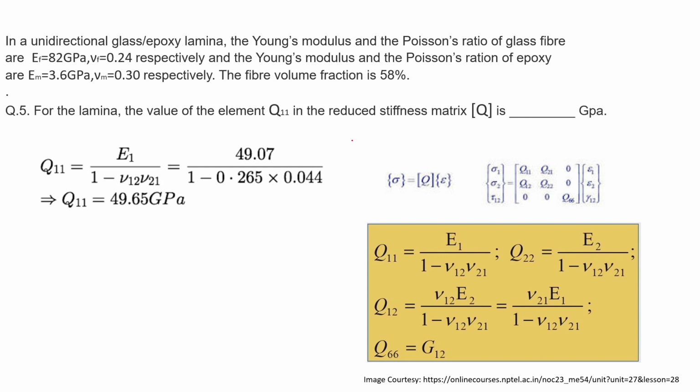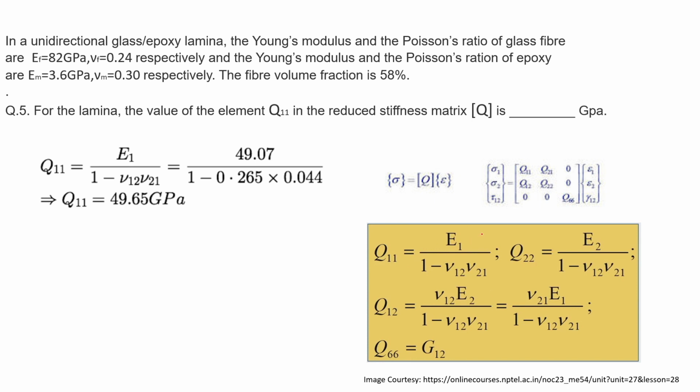Next question, they are asking for the value of the element Q11 in the reduced stiffness matrix of the lamina. So this is back to the macro mechanics that we have already studied before. We have already studied the reduced stiffness matrix, how we get it, and the relation of the components of the reduced stiffness matrix with the engineering constants. Here you can see from the previous classes the relation between the engineering constants and the different components of the stiffness matrix or the reduced stiffness matrix.